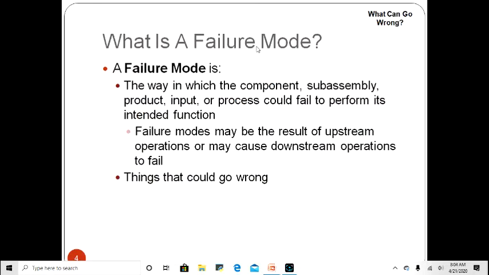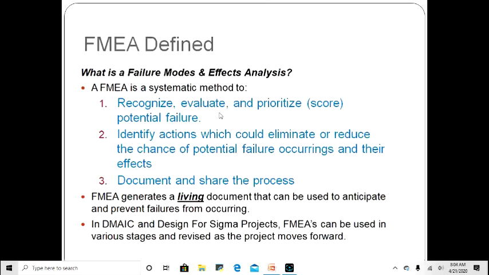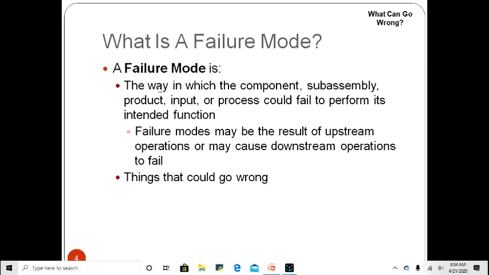So what is this failure mode? FMEA is failure modes and effects analysis. What does the term failure modes mean? It's the way in which a component, sub-assembly, product, input or process could fail to perform its intended function. Failure modes may be the result of upstream operations or may cause downstream operations to fail. So you're looking at some component or a product or even the process, whether it can perform some action so that it may fail a particular process. So that is what a failure mode is.